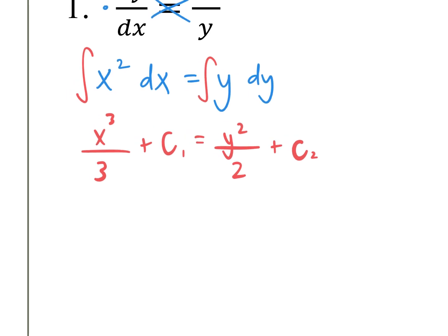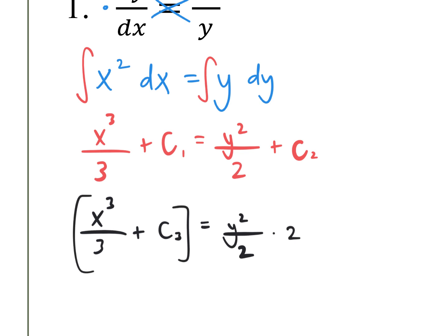But if I want to solve for y, I'm going to move that constant 2 over to the other side. So this would become x cubed over 3 plus a new constant. We'll call it 3. Again, you don't need to put those little sub numbers there, but if it helps you keep them straight, you can. And then that's going to equal y squared over 2. And I'm solving for y at this point. This is just algebra. What do I got to do? Multiply by 2. Multiply this whole thing by 2.